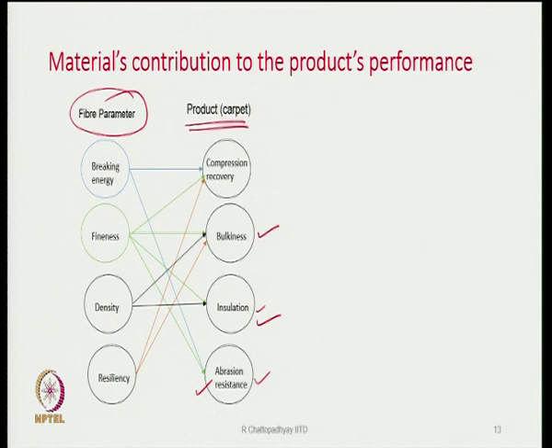Density of the fiber can decide bulkiness, insulation. Resiliency will decide bulkiness and compression recovery. So, these properties are related to the product performance. Such a diagram one has to make in order to know that this performance is related to these basic properties of the fiber. Therefore, we can choose the right type of fiber. So, this sort of capability the designer must have.